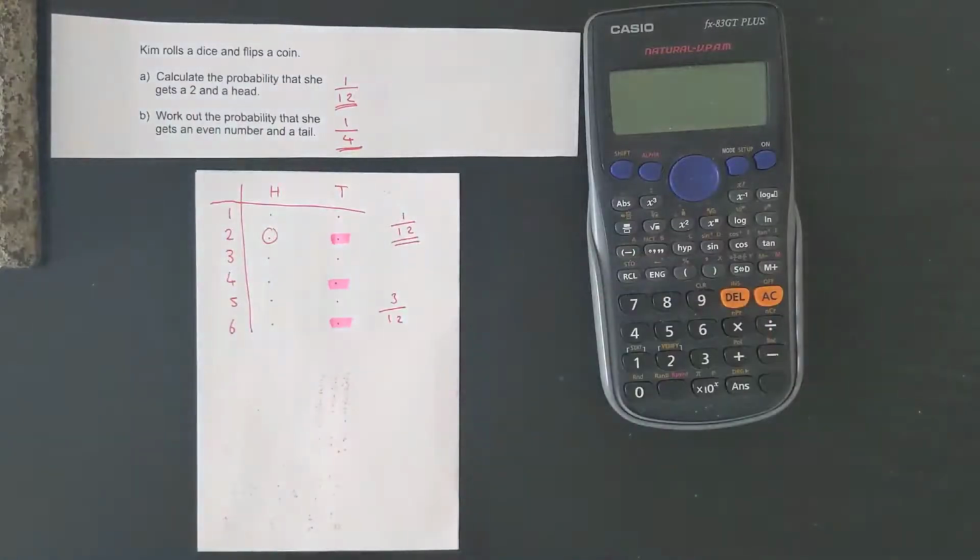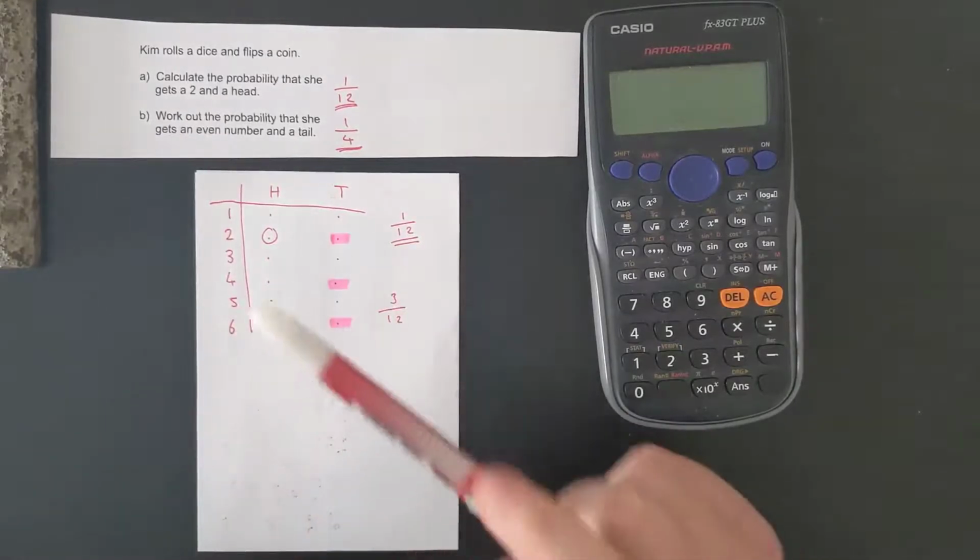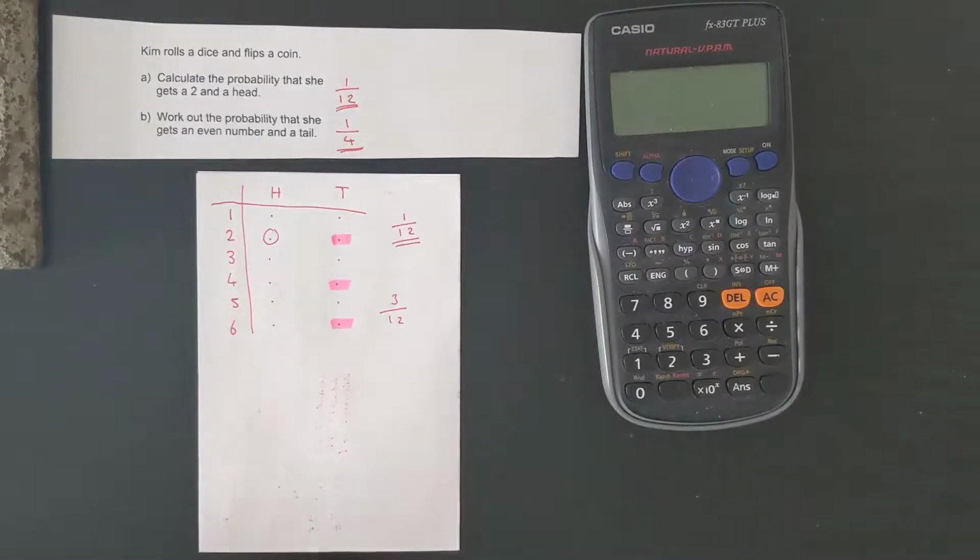Once again, you could do that just by thinking through the probabilities in your head. The probability of an even number is a half, as half the numbers are even, and a tail is a half, so a half times a half is a quarter. But whichever method you use, very quickly you can reach your solution.